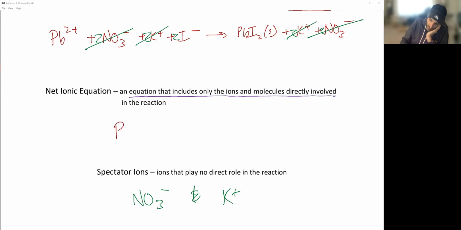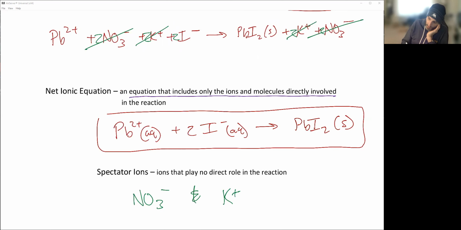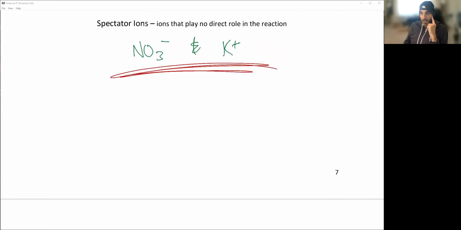So let's rewrite everything that remains. I had lead ions, and this time I will include phase tags, aqueous, plus iodine, which is aqueous. And that yields the lead iodide, which is solid. Boom, there we go. We have everything. The only thing we have to do is make sure that we balance it. This and the molecular are the most important equations to be able to write. So the net ionic equation includes only the things that change, okay? We have spectators. These spectator ions, again, are just there to bring charge compensation or to bring the other one to the party. And that's pretty much it.